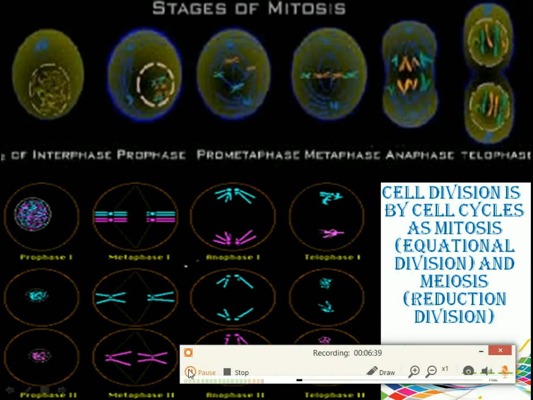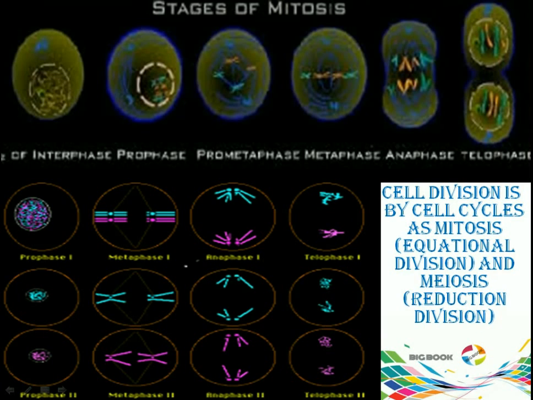And reductional division is responsible for sexual inheritance, that is the inheritance of characters from one generation to the other generation, by forming the sexual cells, that is the gametes.